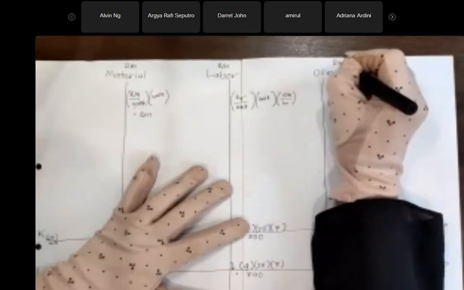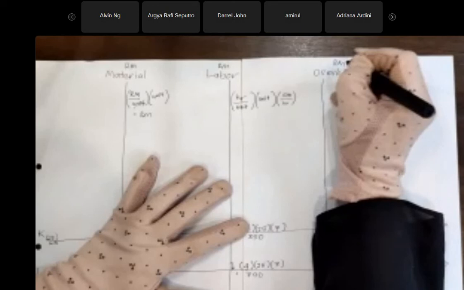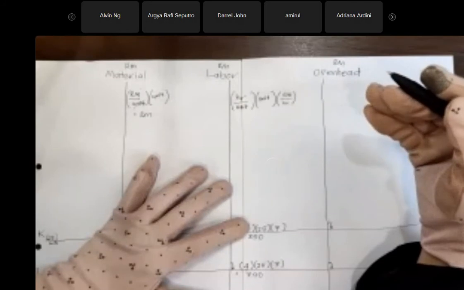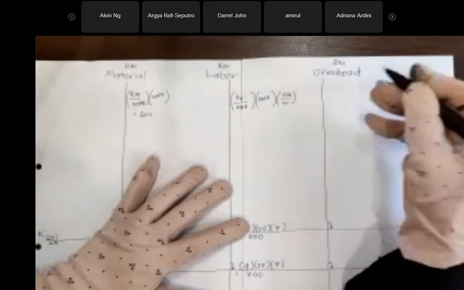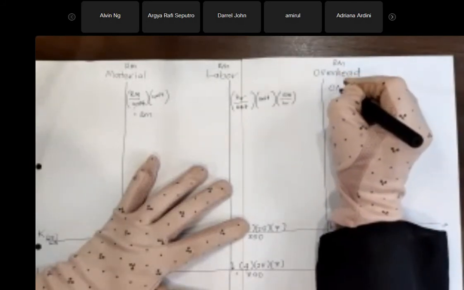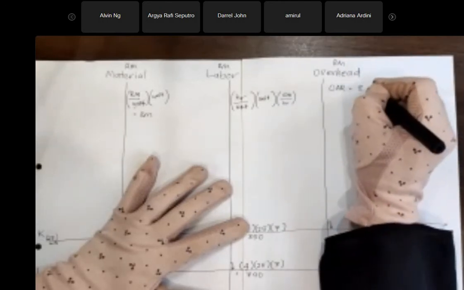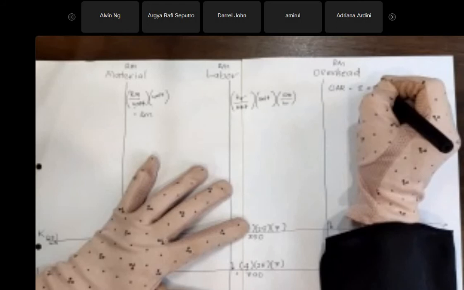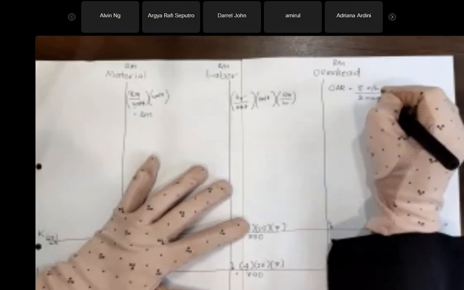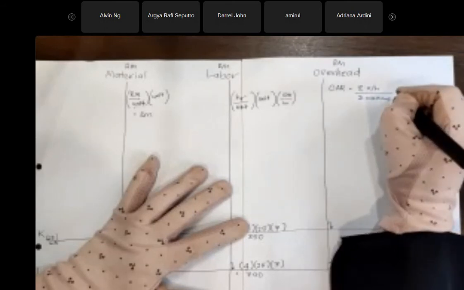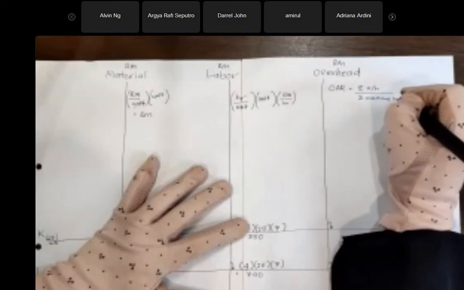Overhead must be in RM too. But they have a process. The process is to calculate the OAR. So what is OAR? The formula is total overhead divided by total machine hours. They have mentioned that the overhead must be absorbed using the machine hour. It was in the sentence earlier.